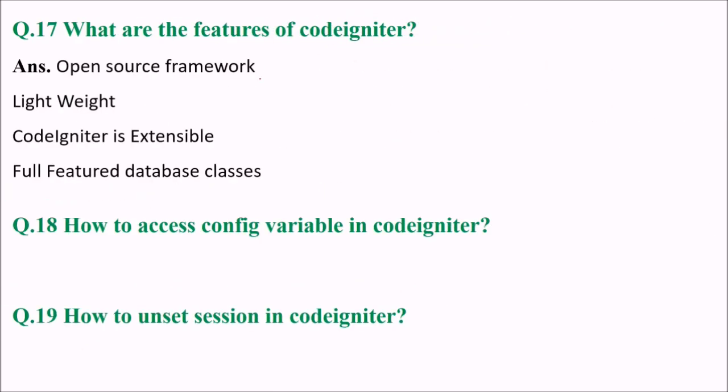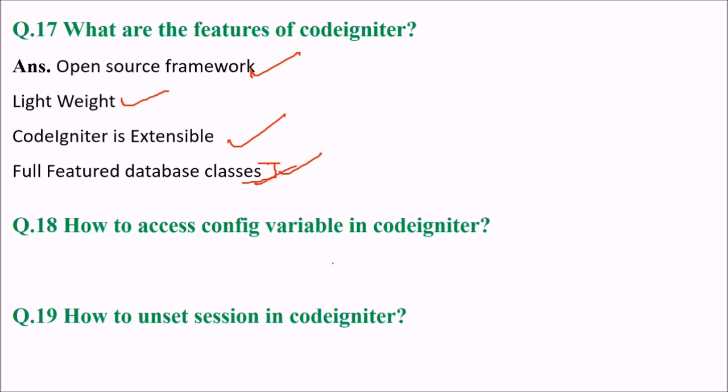The features of CodeIgniter, first of all, it is an open source framework. It is quite lightweight, very extensible, and you have full-featured database classes. This is very important because most web applications and websites often deal with databases. So this is very important.